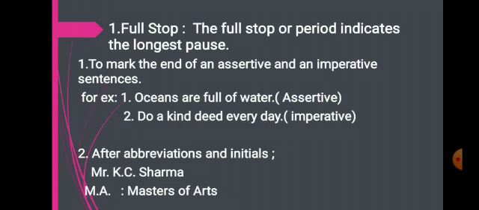And next is abbreviations. Abbreviation is the short form of some word, like we say M.A. It is an abbreviation of Master of Arts. We normally say I have done MA. So it is Master of Arts. So when we write an abbreviation or we write someone's initials, then we put a full stop after that.